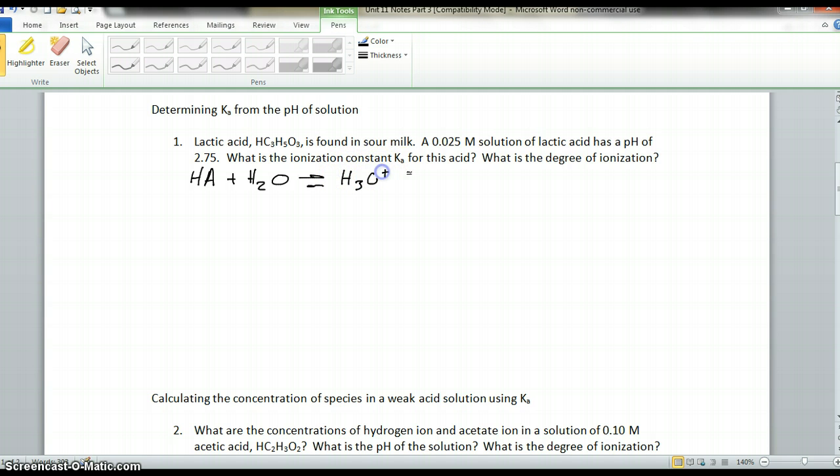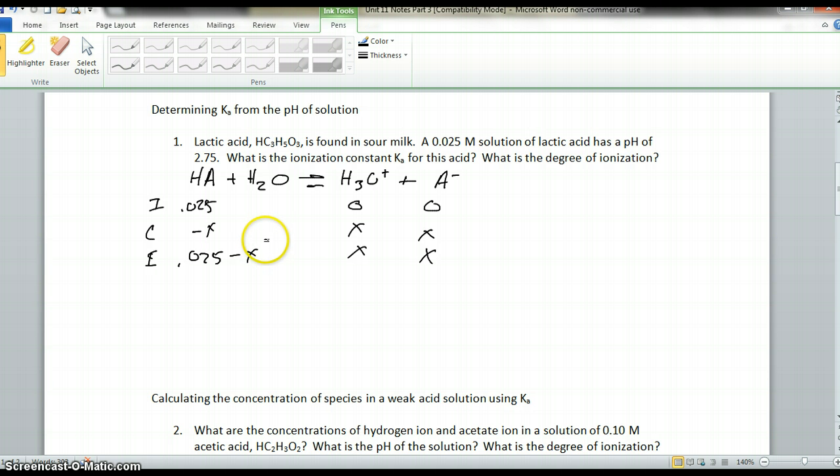In this case, A is lactate, which is the C3H5O3 minus, and we're just going to refer to it as A. You're going to end up having to do an ICE chart for this. It says that our lactic acid solution is 0.025. We originally have 0, 0, then x, x, minus x, and 0.025 minus x. So nothing really changes here from what we were doing with equilibrium.